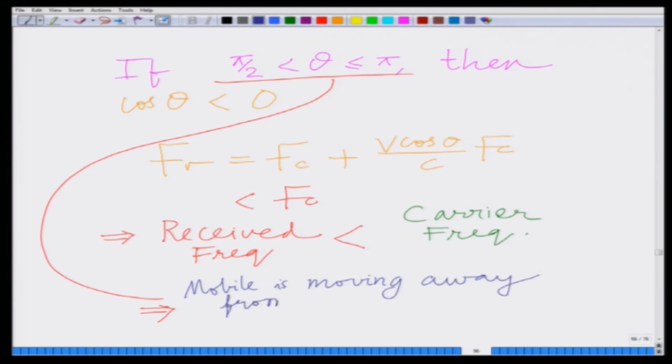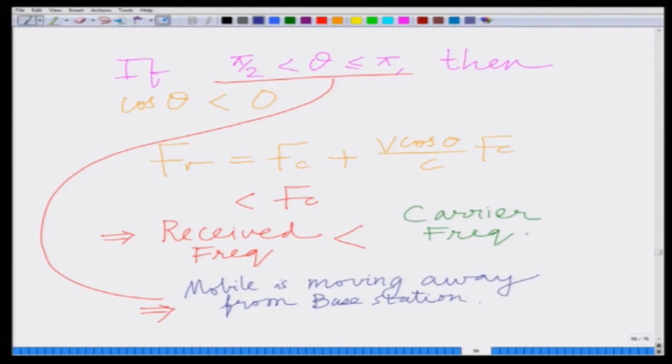Away, which occurs when the mobile is moving away from the base station. Therefore, we have seen two cases. One is when θ is between 0 and π/2, that is when the mobile is moving towards the base station, and then the Doppler shift is positive, therefore, the received frequency is greater than the carrier frequency. On the other hand, when θ lies between π/2 and π, cosine θ is negative, therefore, Fr, the received frequency, is less than Fc, the carrier frequency, and this occurs when the mobile is moving away from the base station, alright.